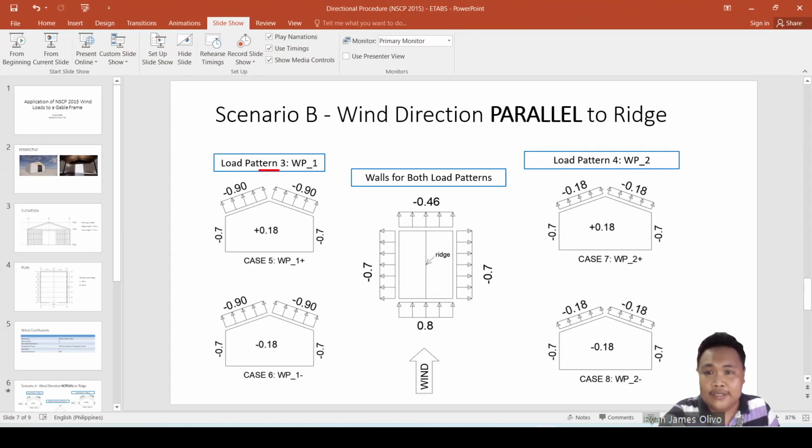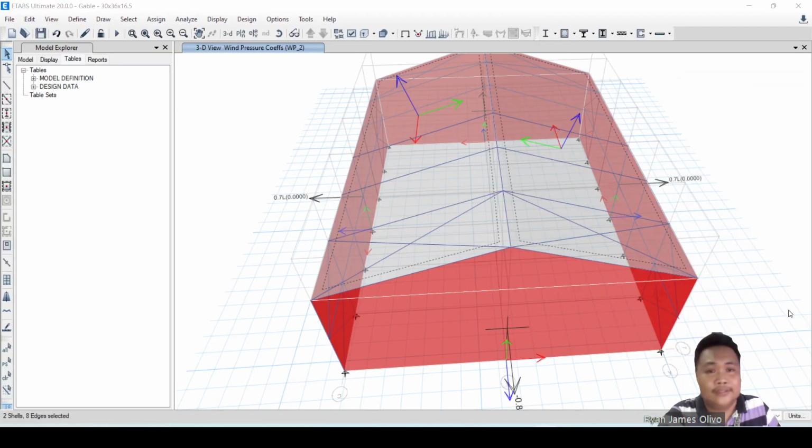The roofs for load pattern 1 is 0.90 and 0.90. For load pattern 2, it's 0.18 and 0.18. That is for the wind direction parallel to the ridge. So we can review that.